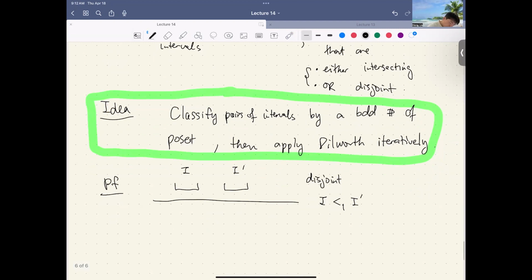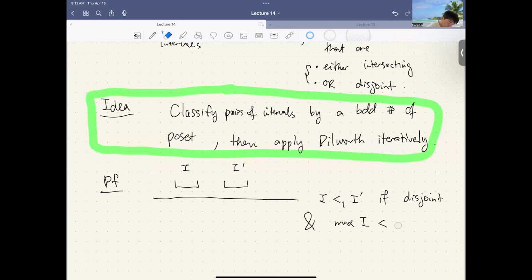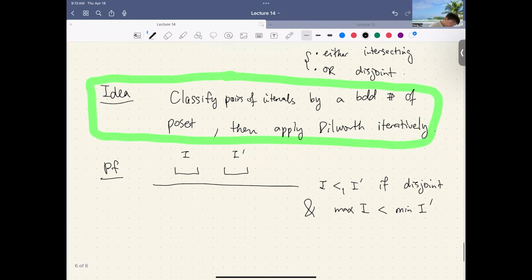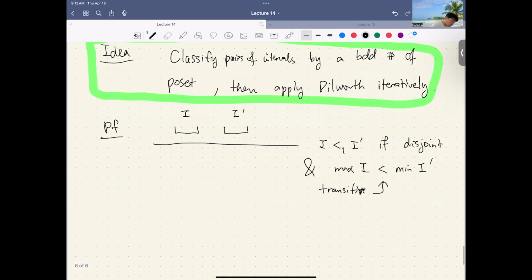So we define this if they are disjoint and max I is less than min I prime. Okay, obviously this is transitive, easy to check. So it defines a partial order, the first partial order. Now let's define another partial order. This is the first one.